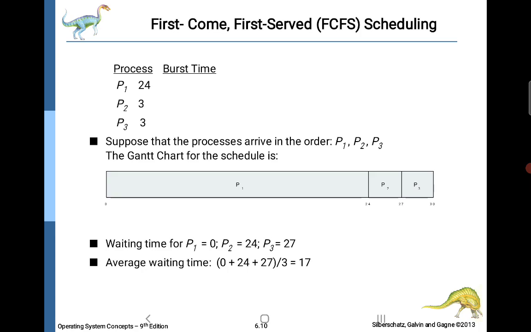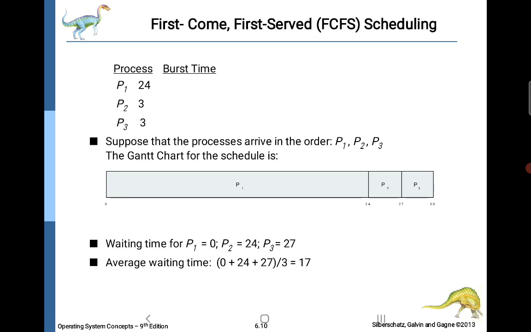All we are going to look at is the arrival time. When did the process enter the ready queue? Here we have 3 processes, P1, P2, and P3. P1 needs 24 time units to finish execution. P2 needs 3 units to finish execution, and P3 needs also 3 units to finish execution. P1 arrived first, it will go first.